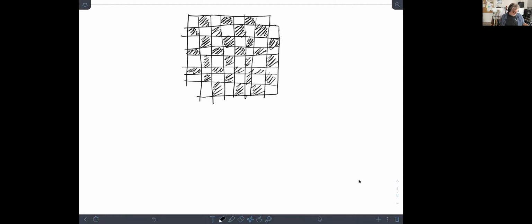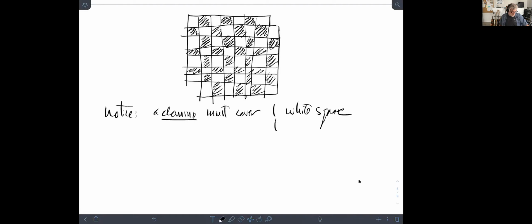So what's the answer? If you put a domino and you're going to cover squares 1 by 2 or 2 by 1, you're always going to cover a white square and a black square. That's forced, right? So notice a domino must cover one white square and one black square. Always, wherever you put it, you're always going to cover one white and one black all the time.